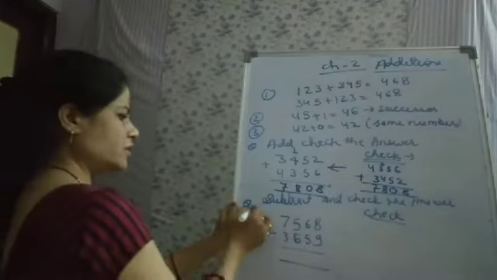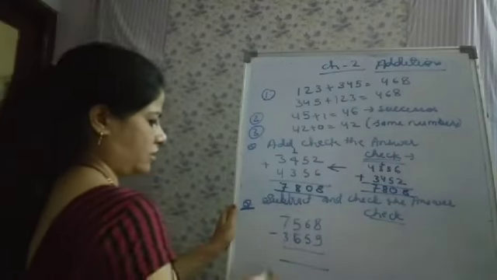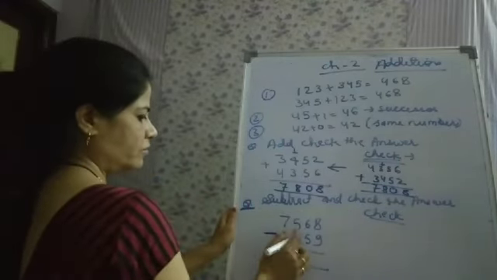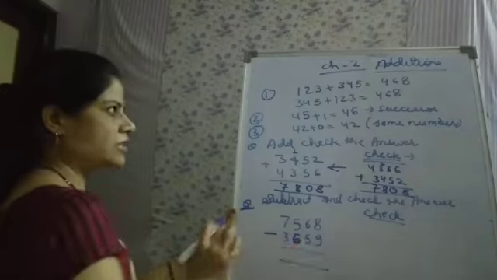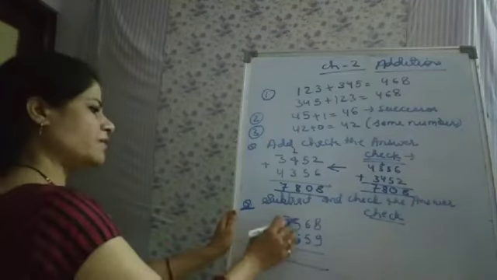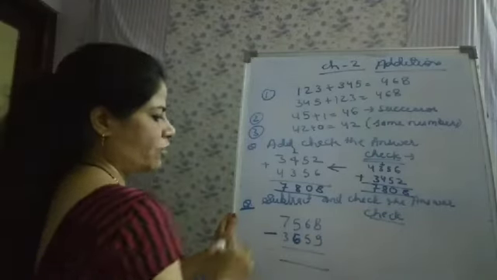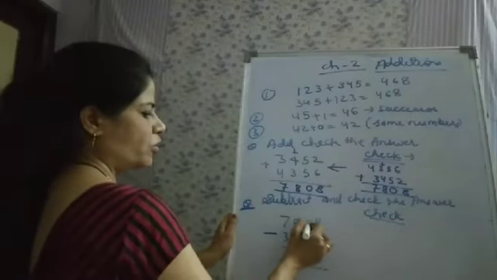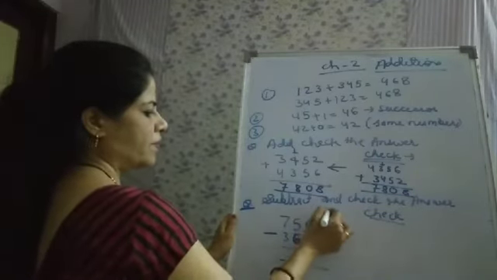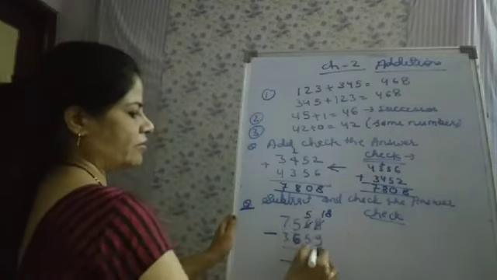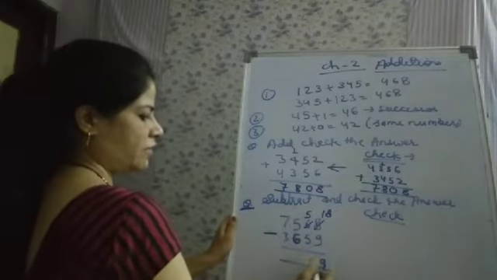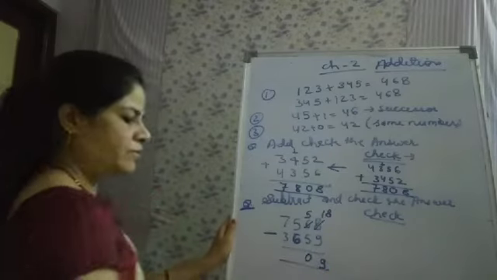Now next question is subtract and check the answer. You have to subtract 3659 from 7568. Okay, can you subtract 9 from 8? No. So you have to borrow from 6. So this 8 will be 18 and 6 will be 5. 18 minus 9 will be 9. 5 minus 5 will be 0.